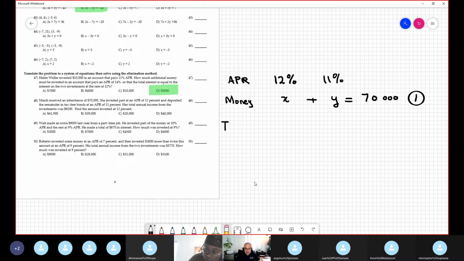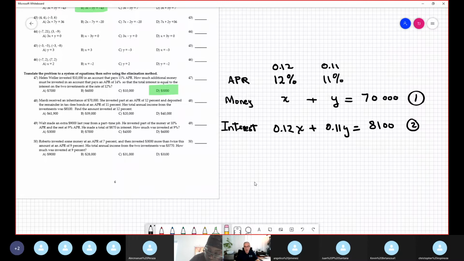And the interest is the multiplication. The APR times the money: 0.12, expressed in decimal, divided by 100, times X, plus 0.11 times Y together, and this is, the problem says, 8,100. This is equation two.